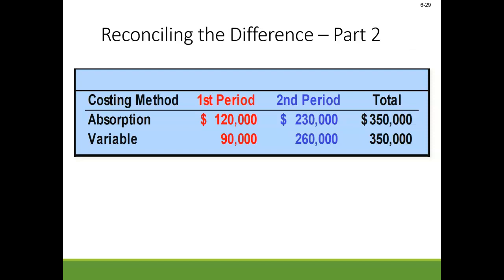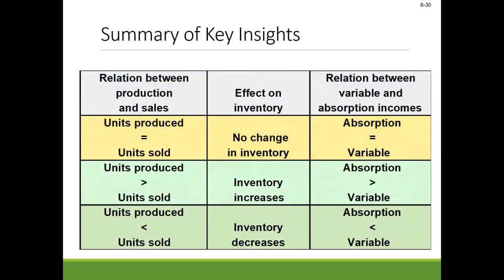So in year 1, the variable costing net income was lower. But in year 2, under the variable costing method, it was higher because we sold more than we actually produced. Ultimately, guys, it's all going to flow. It's all the same over a 2-year span. It's just between the years it will vary.